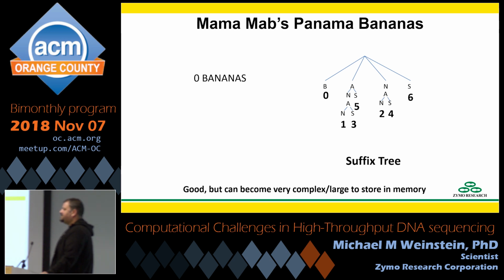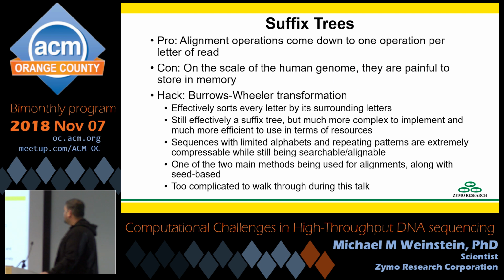This can be very complicated and large to store in memory, so it gets unpleasant there. So again, pro, alignment operations are now basically 1 operation per letter of read. It's front-end loaded, you have your tree made. Con, on the scale of the human genome, these things are horrible to store in memory, and they're also kind of painful to make. The hack is the Burroughs-Wheeler transformation.